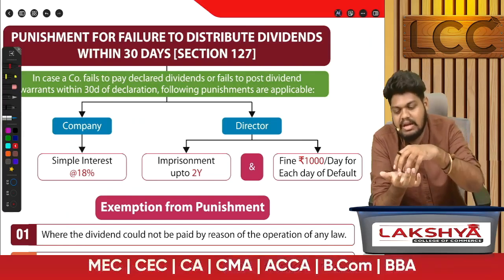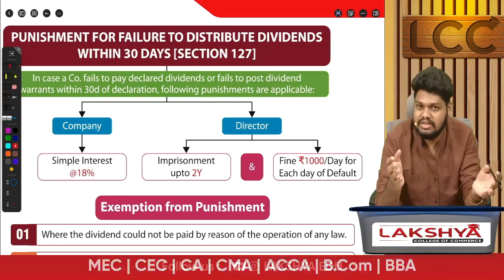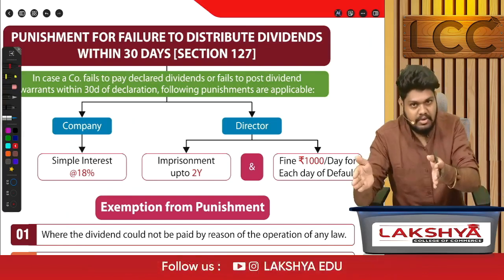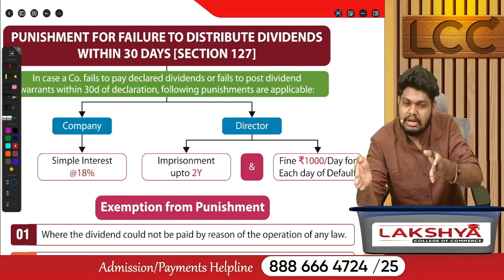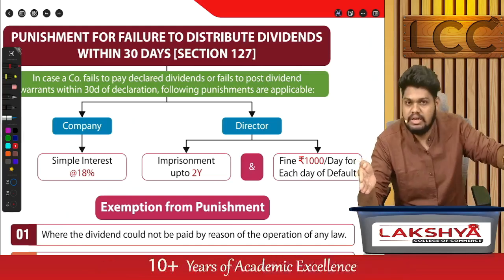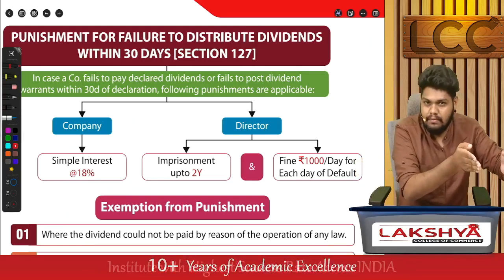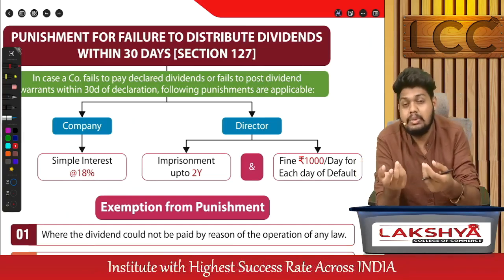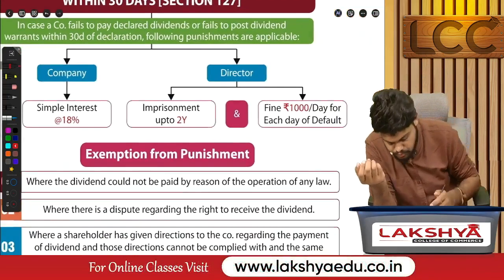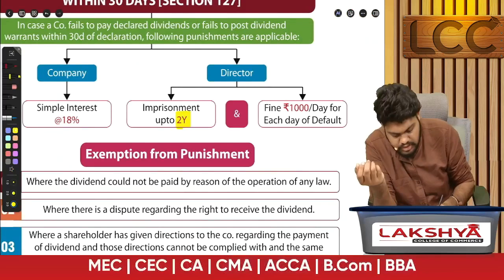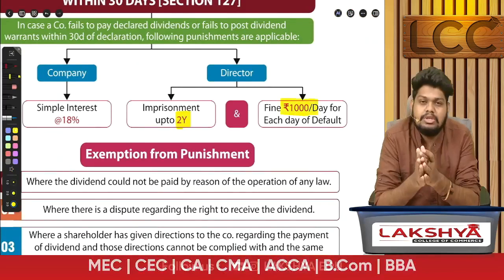That means, assuming 30 days was the time limit, if the company made a default and distributed the dividend on the 40th day, then for those 10 days of default I'll impose a penalty of 1000 per day, that is 10,000. So what is the imprisonment here? 2 years and a penalty of rupees 1000 per day.